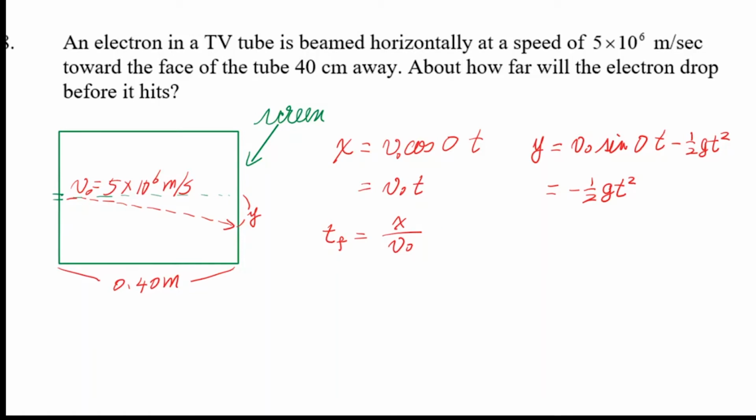And I think we can do this one exact, right? Yeah, that will be 8 times 10 to the negative 8 seconds. So far with me? X is 0.4 and V naught is 5 times 10 to the 6th power.